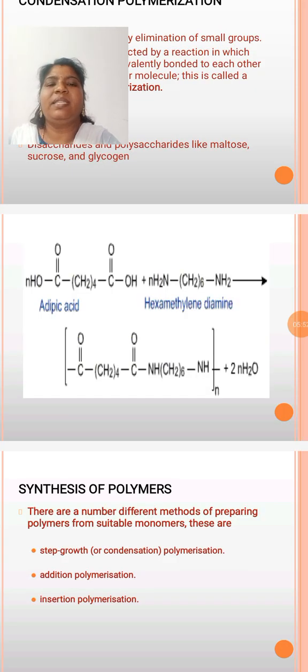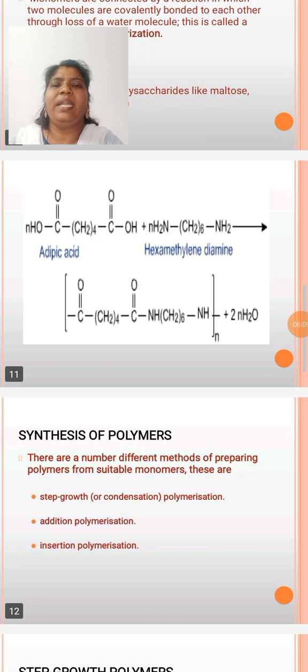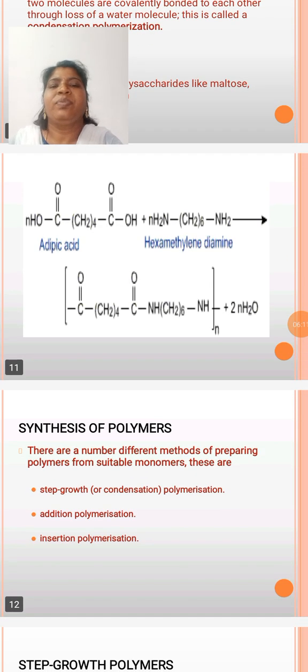Hexamethylene means 6 methylene groups and 2 amine groups at the 2 corners, that is hexamethylene diamine, with adipic acid group we are having. So when these two condense, we will be getting elimination of water, H2O will take place. So with the elimination of water, you will be getting nylon 6,6 formation. So why we say nylon 6,6? In adipic acid also we are having 6 carbons.